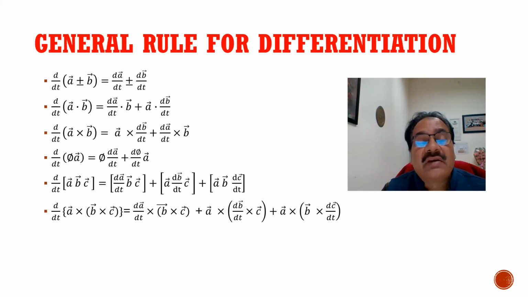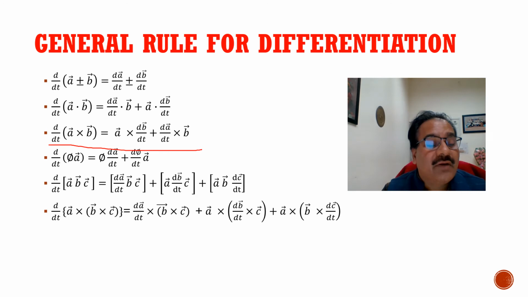Now, what is the general rule for differentiation? Although you know these, and many rules are similar, we have to remember them because we are studying vector calculus for the first time. d by dt of vector a plus or minus vector b is dA by dt plus or minus dB by dt. d by dt of a dot b, similar to the product of two functions, is dA by dt dot vector b plus vector a dot dB by dt. d by dt of vector a cross vector b, you must remember this, is vector a cross dB by dt plus dA by dt cross vector b.